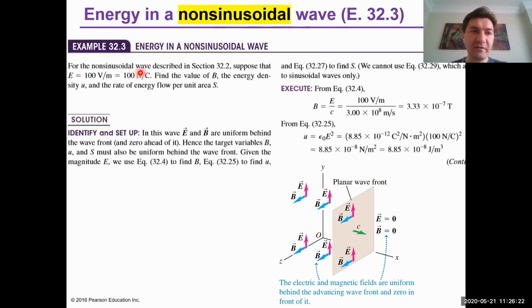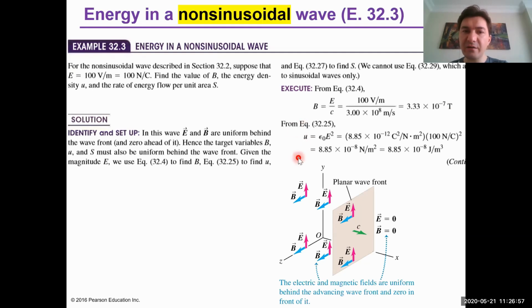So for the non-sinusoidal wave described in the last lecture, suppose that electric field is given by 100 volt per meter or 100 Newton per coulomb. Find the value of B, the energy density U, and the rate of energy flow per unit area, Poynting vector. B is given by E over C. E is given, put it there. This is velocity of light. Then you can calculate magnetic field value 3.33 times 10 to minus 7 Tesla.